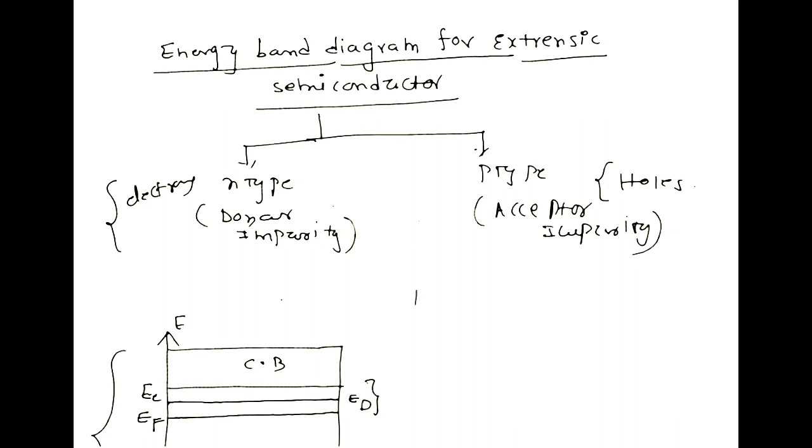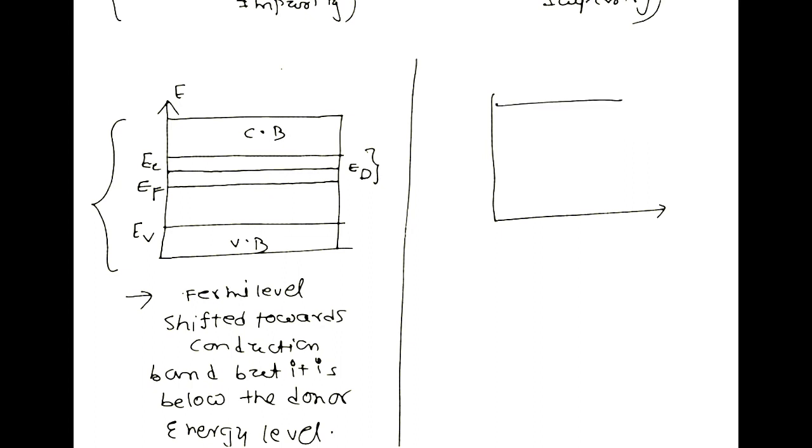Similarly, if you see p-type, the energy band diagram looks like this. Energy, this is the conduction band, this is the valence band. This is EC, this is EV. Here we are adding acceptor impurity. Acceptor impurity means more holes, so a large number of holes get created in the valence band. Holes are always in the valence band.